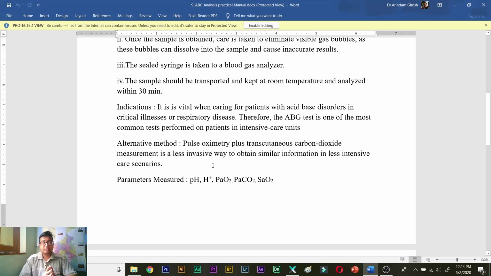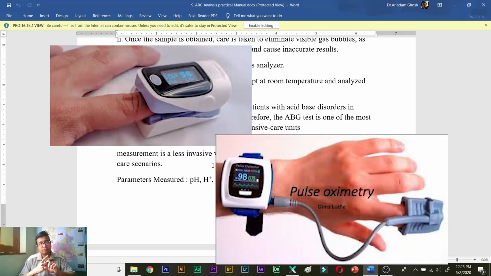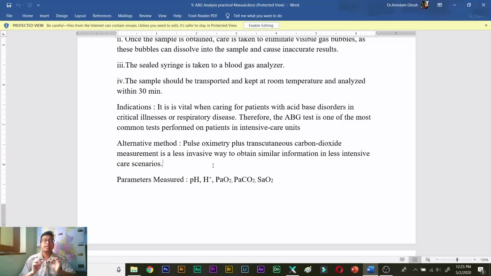It's an advanced thing, not a must-know area. Pulse oximetry means the machine is designed in such a way that it can measure the oxygen and carbon dioxide concentration just by passing infrared light through the pulse. So why don't we use it? Because it is not that accurate. The invasive method is the most accurate method.